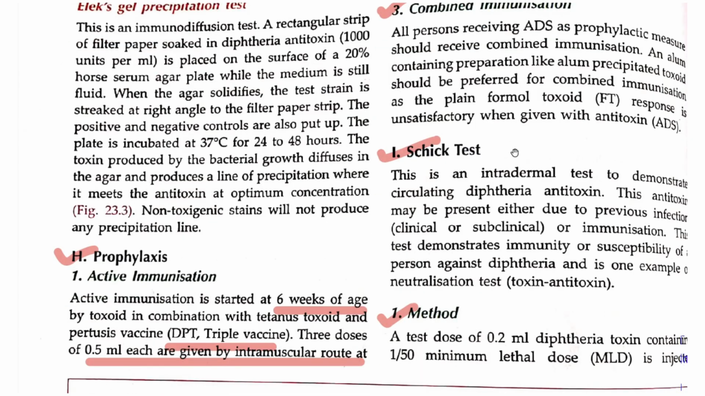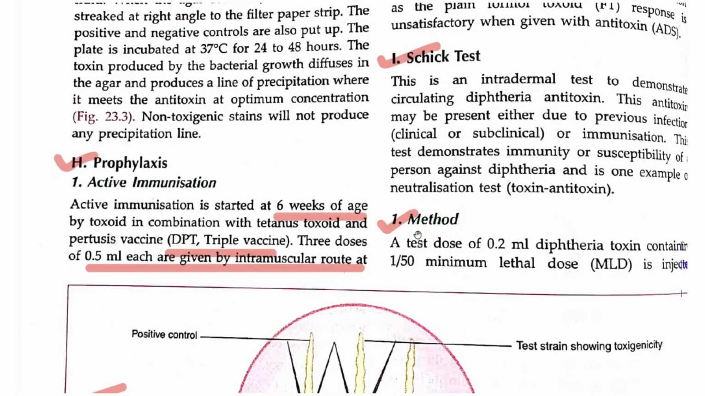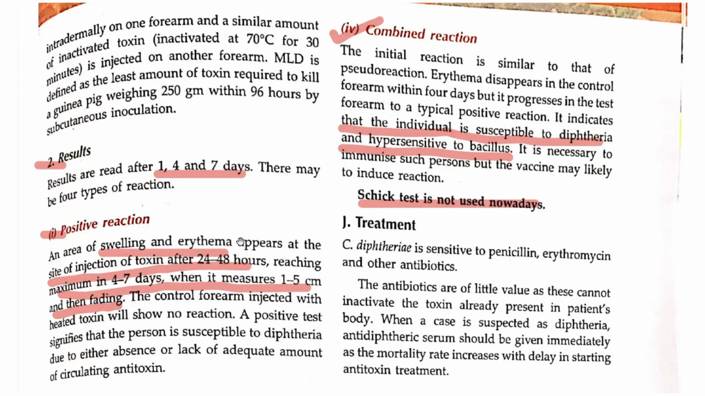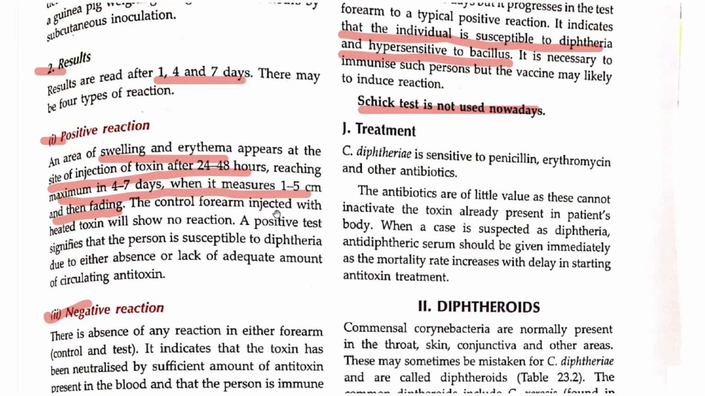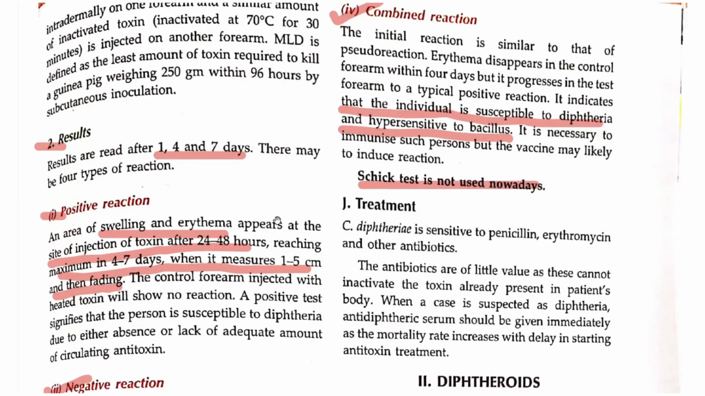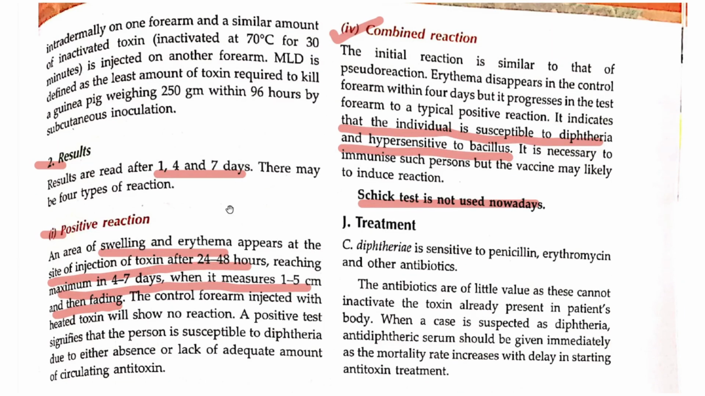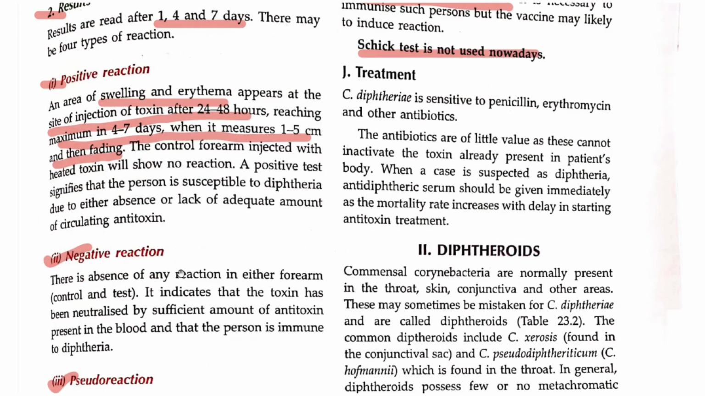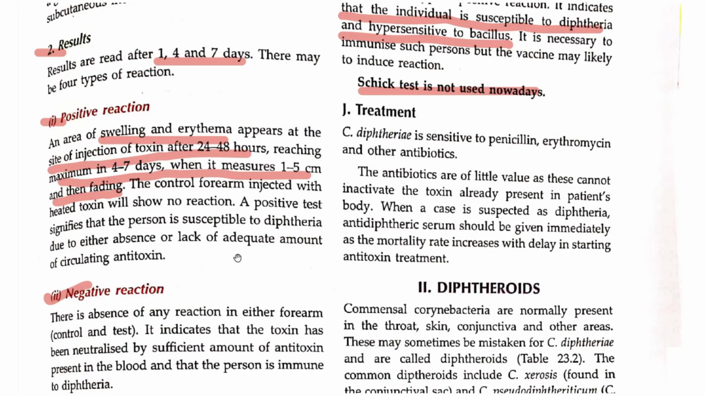Sometimes in a short answer question, they ask you about the Schick test, but nowadays this test is not used. So if they ask you in your short answer questions, you can first write the method of how the Schick test is performed. Then after the method, there are the results. There are 4 different types of results: positive reaction, negative reaction, pseudo reaction, and combined reaction. Then you have to mention that the results are read after 1, 4 and 7 days. Do go through all the highlighted points of each and every result and mention them in your answers.